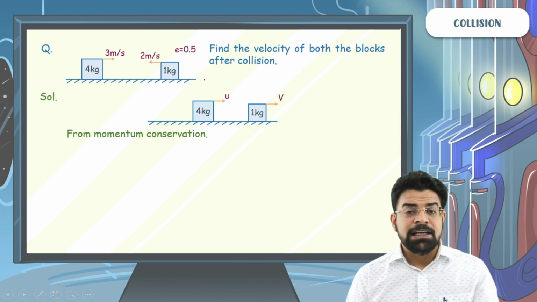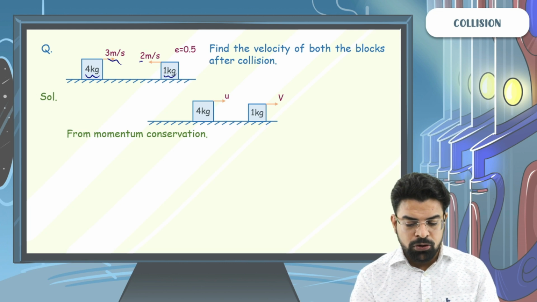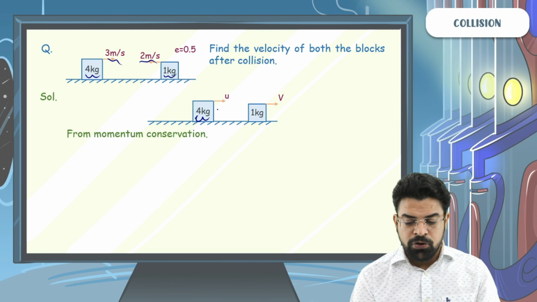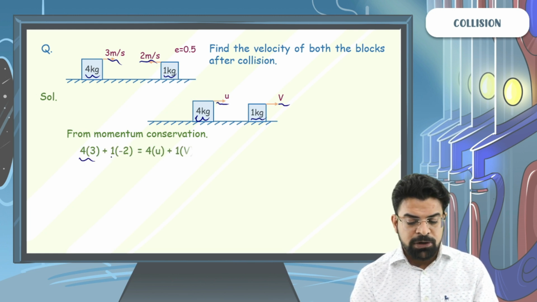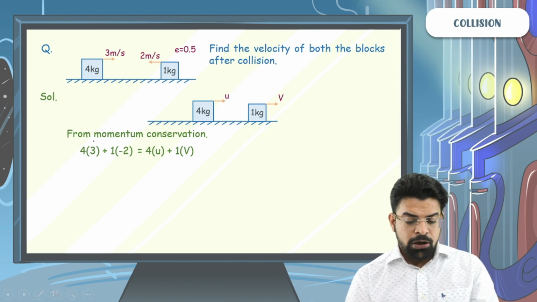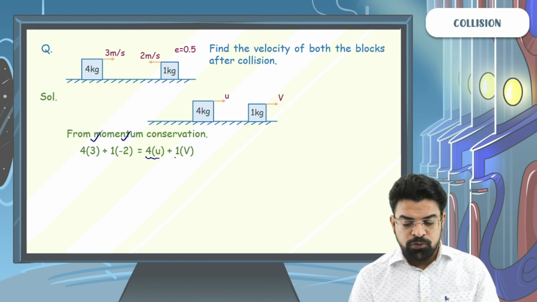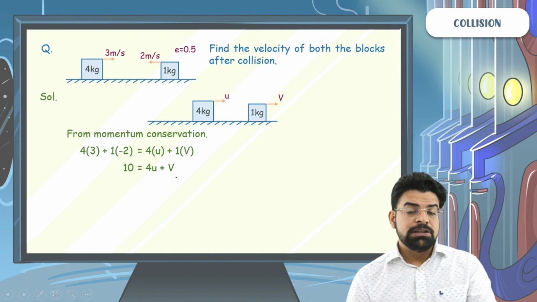So we can say the initial momentum of the system, 4 into 3 plus 1 into minus 2, equals the final momentum of the system, which is 4 into u plus 1 into v. So we can write the equation 4 into 3 plus 1 into minus 2 equals 4 into u plus 1 into v. Now, 4 into 3 is 12, minus 2 is 10. So 10 equals 4u plus v. This is the equation from momentum conservation.